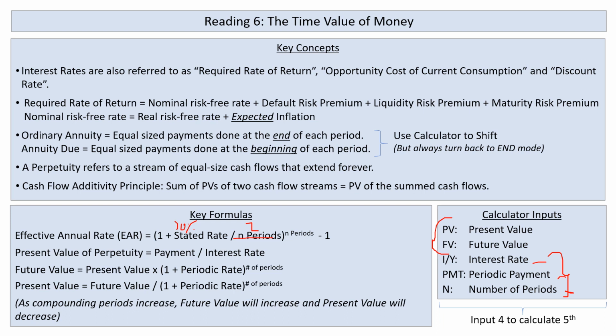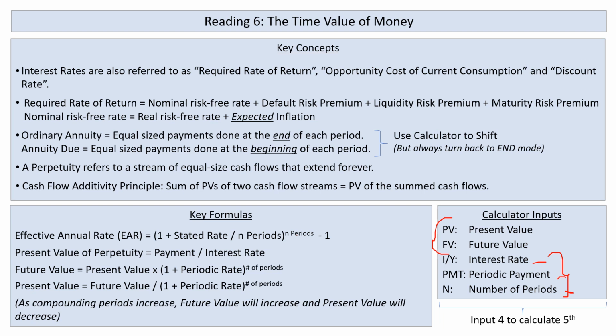So 1 plus 10% divided by 2, which is 1 plus 5%, to the power, well, that 2, you have to power it as well. Okay, so it would end up being 1 plus 5% to the power 2 minus 1. This would end up with your 10% semi-annual effective annual rate.